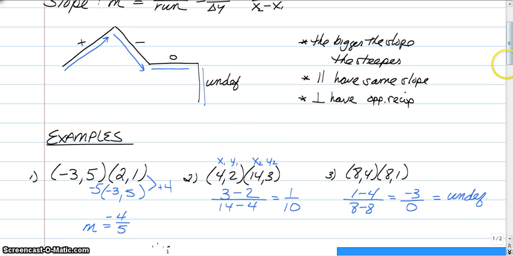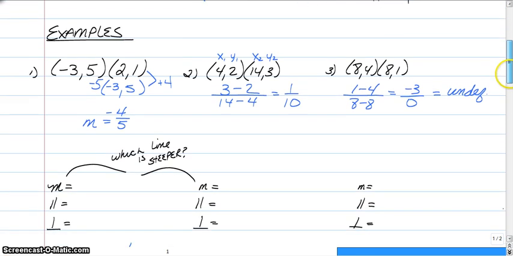So here we go. Let's talk about a couple more things. Let's talk about parallel and perpendicular lines. So remember, lines are parallel if they have the same slope. Lines are perpendicular if they have opposite reciprocal slopes. Not just opposite and not just reciprocal. They have to be opposite and reciprocal. Okay, so we're gonna do an example really quick that goes with the examples right above.